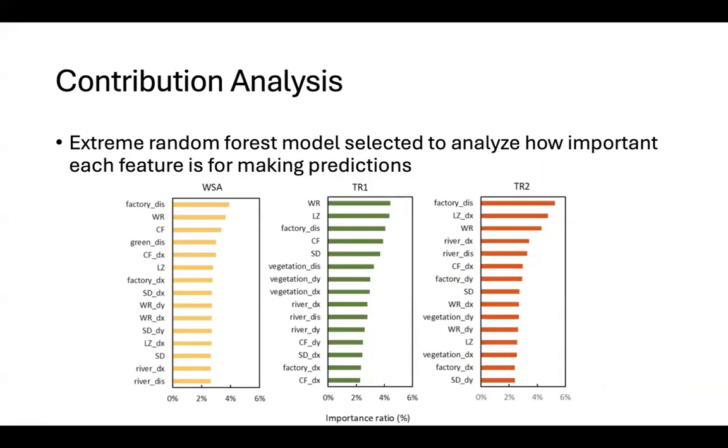A contribution analysis was then conducted. The extreme random forest model was selected to analyze how important each feature is for making predictions. What the authors determined was that for the whole study area and test area 2, the distance between the data point and the factory was the most important feature for prediction making. And regarding test area 1, the most important feature was the presence of chemical storage.